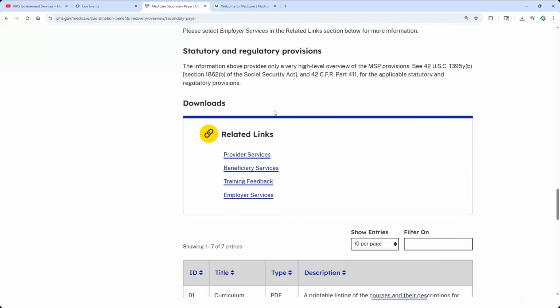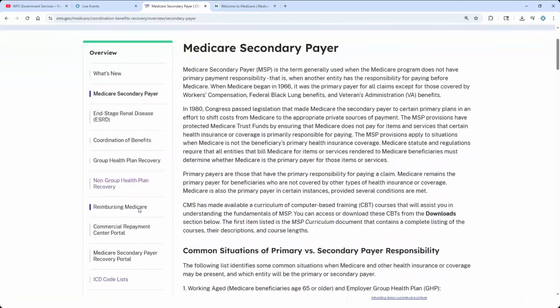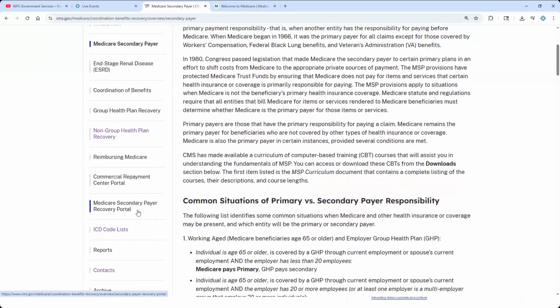If you want to stop at their download, you can look at, from a provider services or a beneficiary service, what are they looking for related to Medicare Secondary Payer? But I really do honestly prefer this left navigation. It will help you get through all the different pieces you might need and some different items that you might want to be aware of.